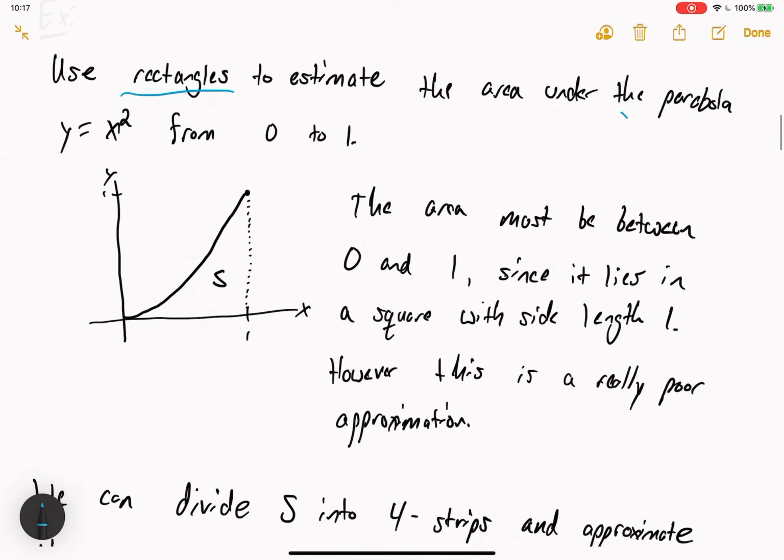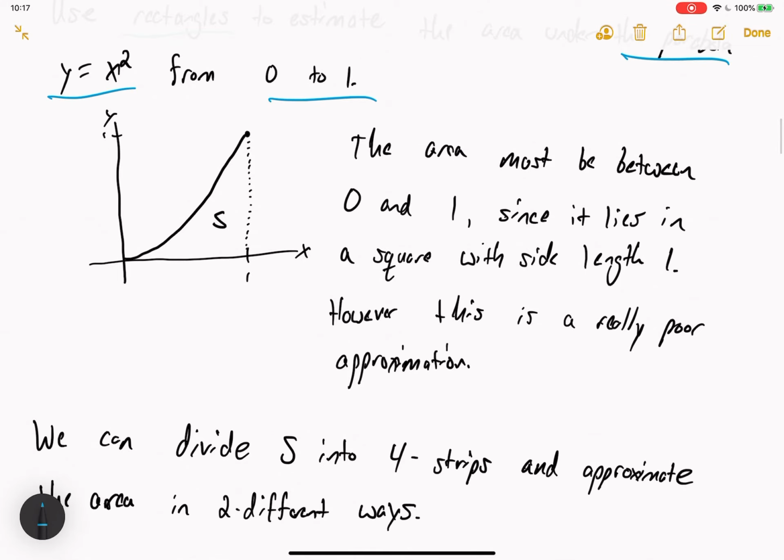So, let's try it with a parabola, y is equal to x squared from 0 to 1. The parabola is going to look kind of like this. It's just a normal shape like this. Oops. Yeah, you kind of get the idea. That's just the shape of a parabola from 0 to 1.